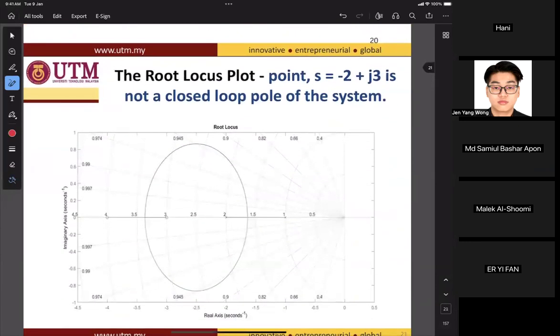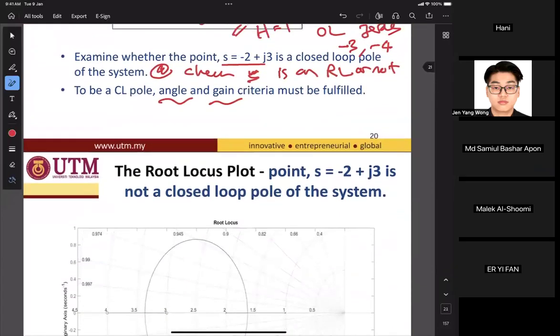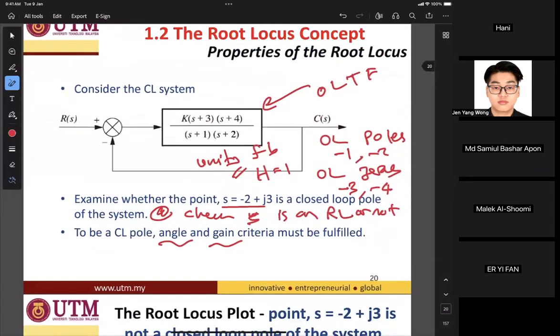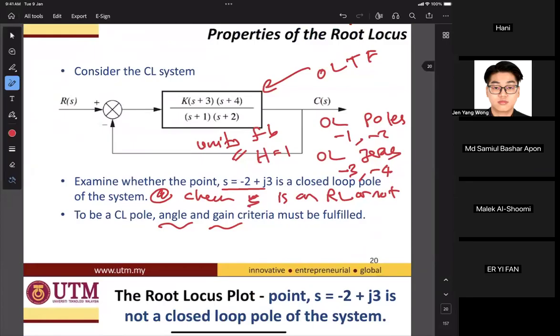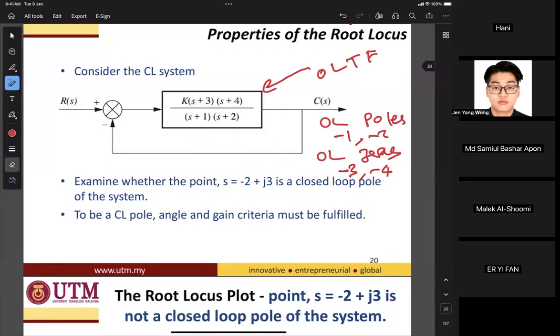So we plot the root locus using the computer. How to plot it using the computer? The code. Nurul Alia.